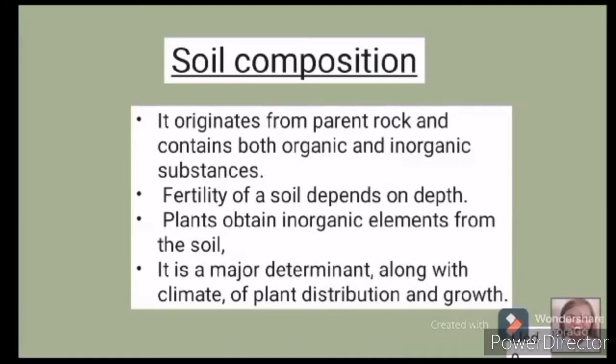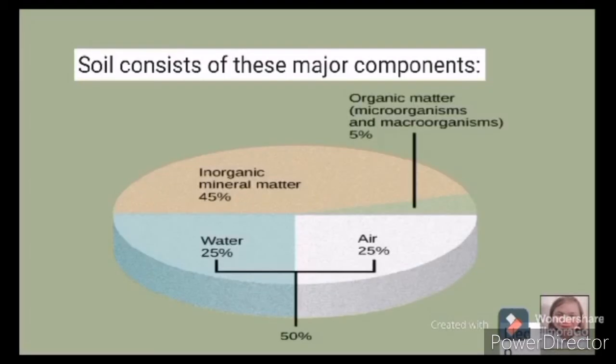Soil composition. It originates from parent rock and contains both organic and inorganic substances. Plants obtain inorganic elements from the soil, which serves as a natural medium for plants. Soil is the outer loose layer that covers the surface of Earth. Soil quality, along with climate, is a major determinant of plant distribution and growth. It depends not only on the chemical composition of the soil, but also on the topography and the presence of living organisms.